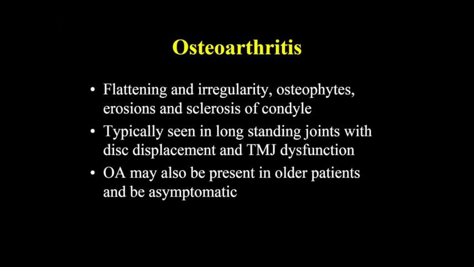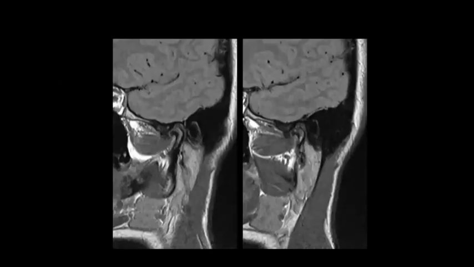Osteoarthritis. The findings include flattening and irregularity, osteophyte erosions, and sclerosis of the condyle, typically seen in long-standing joints with disc displacement and TMJ dysfunction. Osteoarthritis may be present in older patients and may be asymptomatic. Here we can see a condylar head flattening, beaking, irregularity.